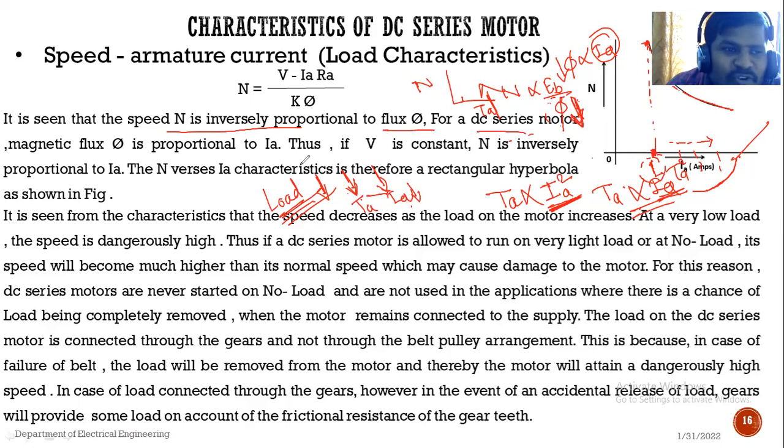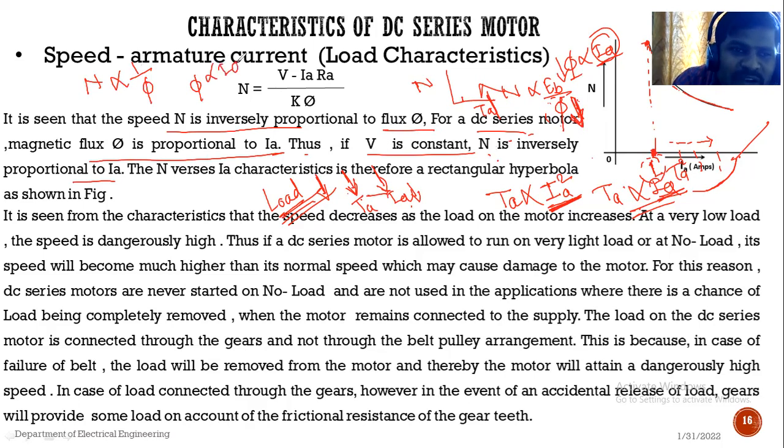For a DC series motor, magnetic flux phi is proportional to IA. Magnetic flux phi is proportional to what? IA. Thus if supply voltage is constant, at that situation N is inversely proportional to IA. See, supply voltage is constant, that means N is directly proportional to phi. Phi is directly proportional to IA, that means N is directly proportional to 1 upon IA. Instead of writing phi, I am writing here IA. So that means N is inversely proportional to IA.